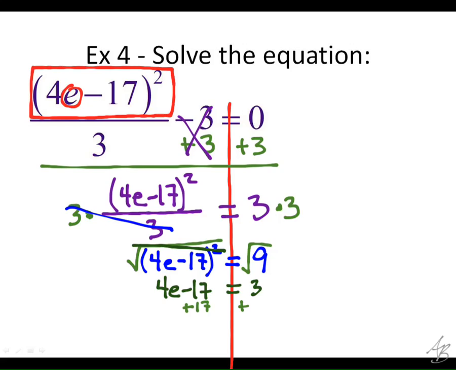So add 17 to both sides. Those 17s on the left side cancel each other out, which leaves the 4E. And then on the right side, 3 plus 17 is 20. And then we need to get rid of that 4 by dividing by 4. 20 divided by 4 is? 5. So we get E equals 5.